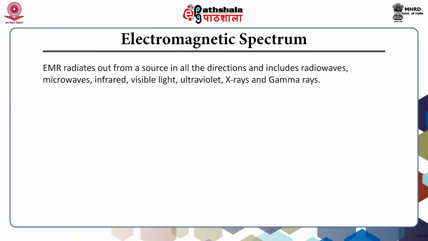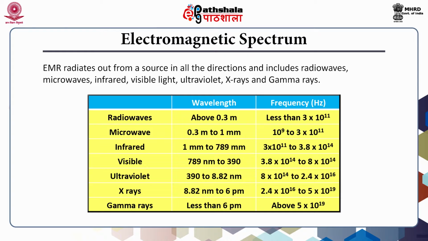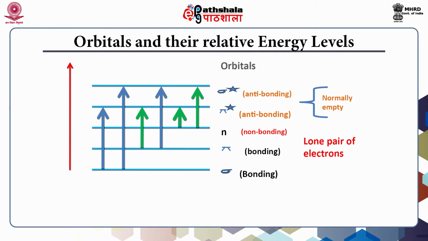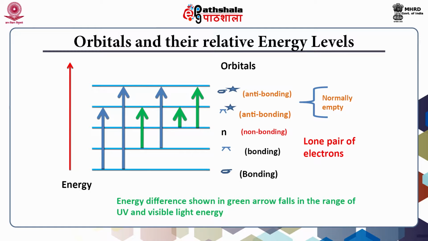Electromagnetic radiation radiates out from a source in all directions and includes radio waves, microwaves, infrared rays, visible light, UV light, X-rays and gamma rays depending on the source. This diagram shows the orbitals and their relative energy levels. The energy difference, which is shown in the green colored arrow, falls in the range of UV and visible light energy.